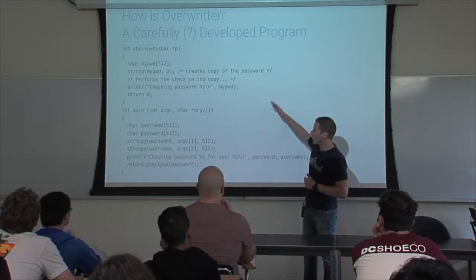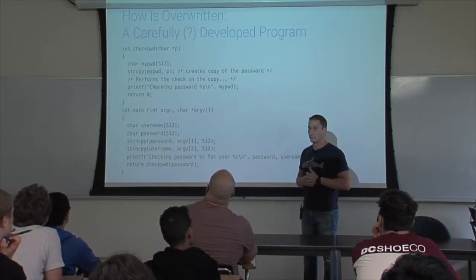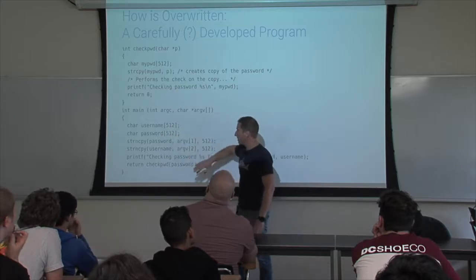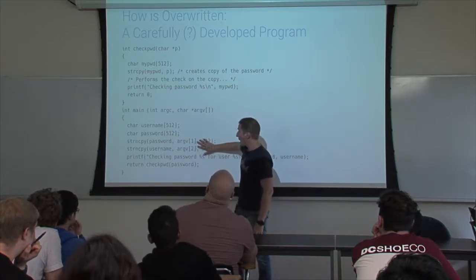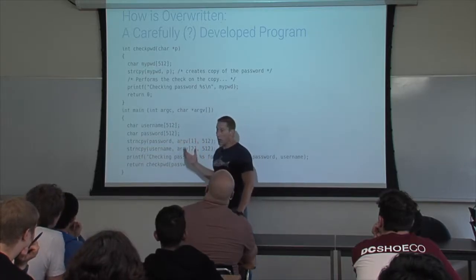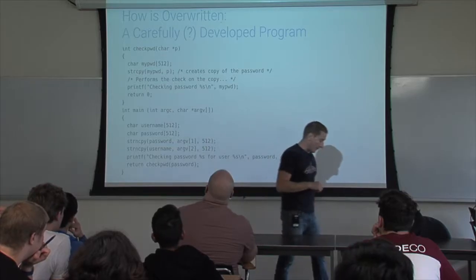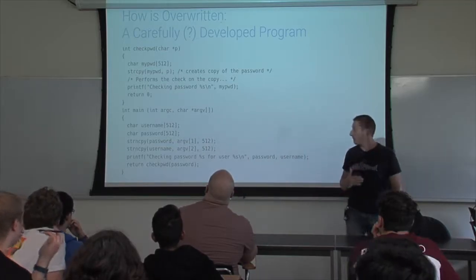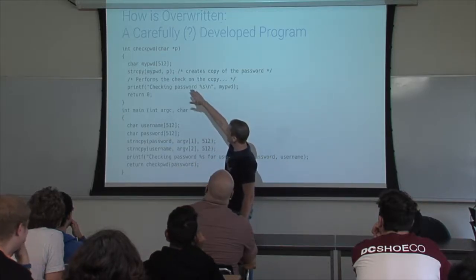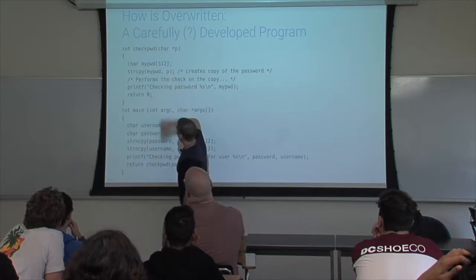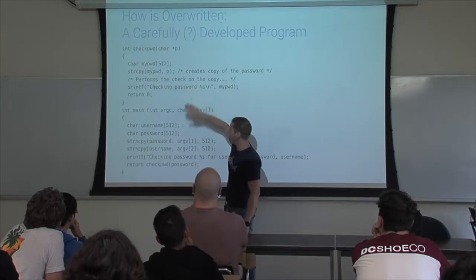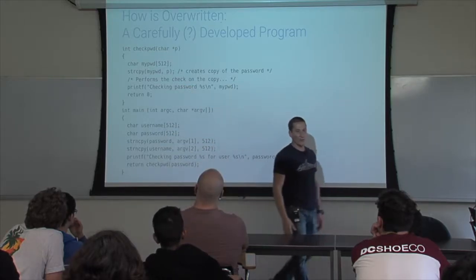Who can find the problem with this code? So it's main, two password buffers, but they're copied, and this guy has been very careful in using the n version, so it will not overflow the buffer with more than 512 characters, and then calls the check password function that copies the password in the buffer, and everything should be fine because the buffer is 512, and I haven't copied more than 512. So where's the problem?